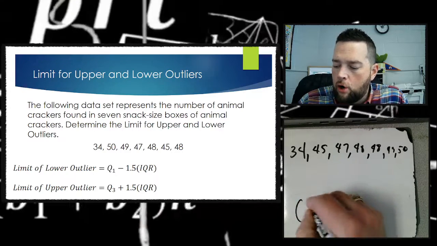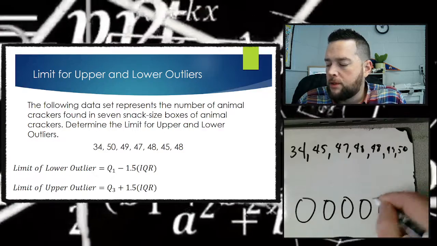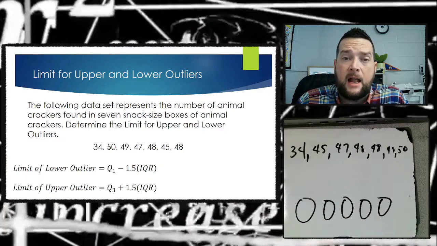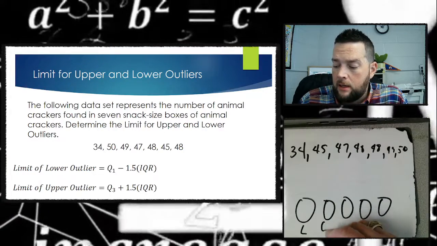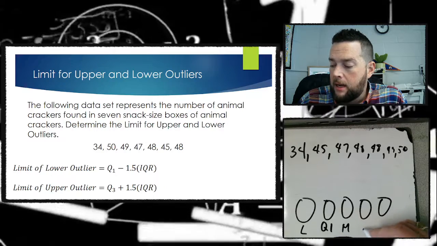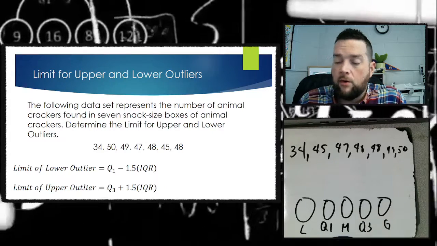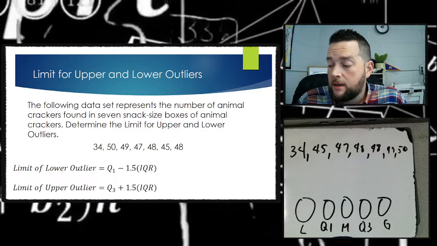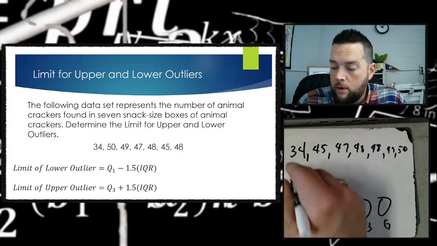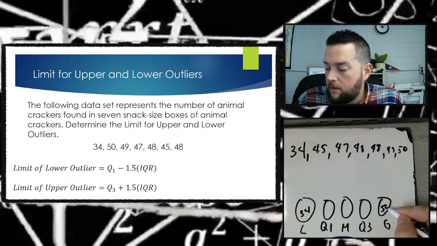Then you're going to go find the 5 most important values of data analysis, which are the least, the Q1, the median, the Q3, and the greatest. All right. So the least would be 34. The greatest would be 50.